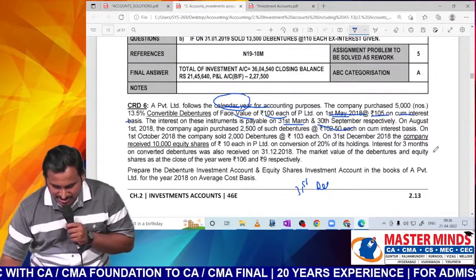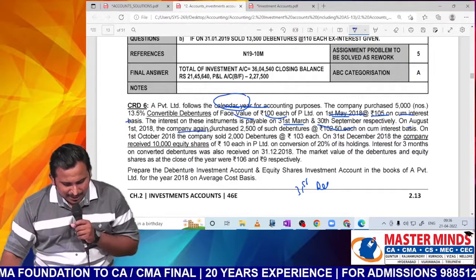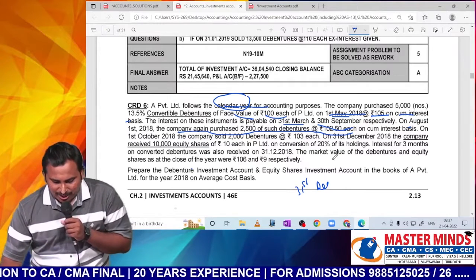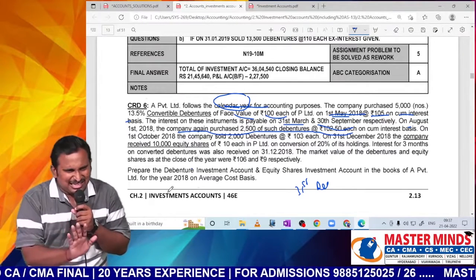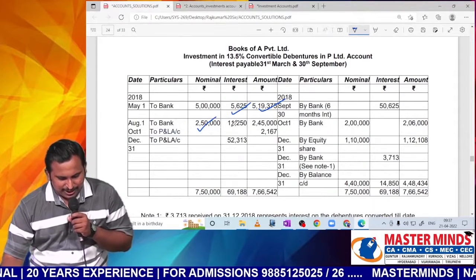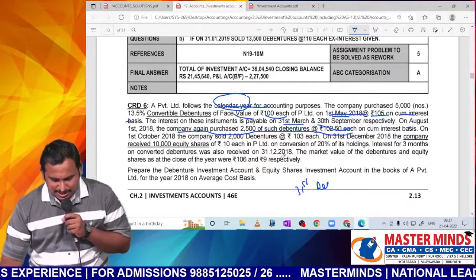Let me proceed to the next one, sir. On August 1st, 2018, the company again purchased 2,500 debentures at 102.5 cum interest. I think it is exactly the same transaction. So we will record in the same way. To bank, interest we will record, cost also we will record. So next, I am proceeding, sir.